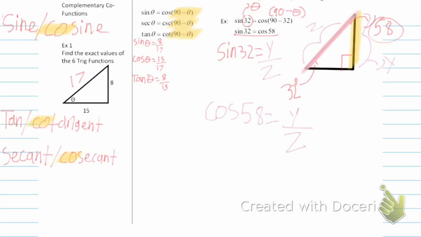Now let's find the reciprocals. So cosecant of theta, you just take the reciprocal of sine, which will be 17 over 8. For secant of theta, which is the reciprocal of cosine, it is 17 over 15. And cotangent of theta, which is the reciprocal of tangent, equals 15 over 8.